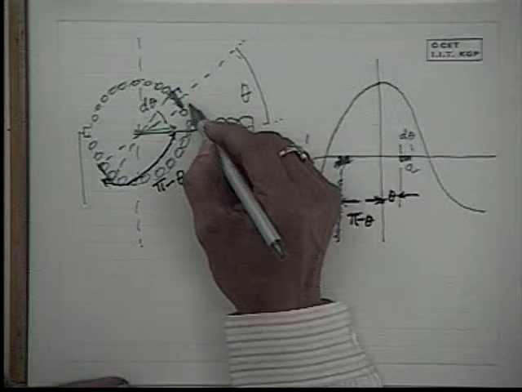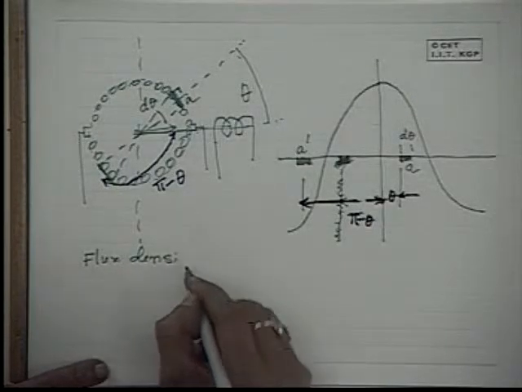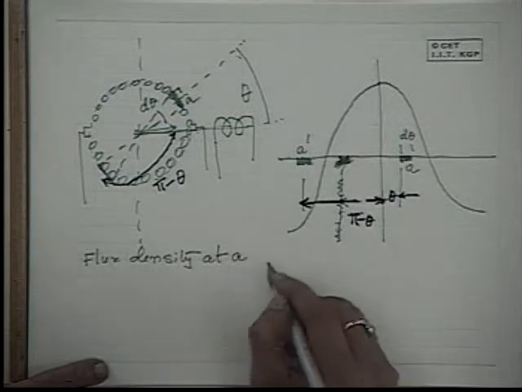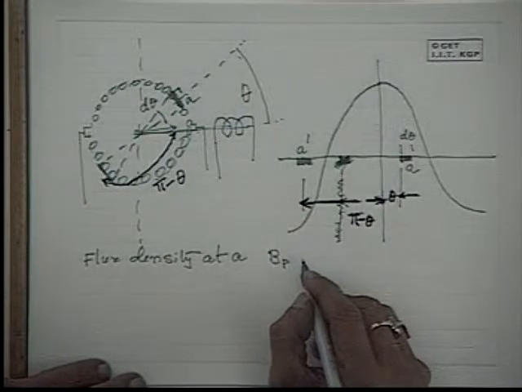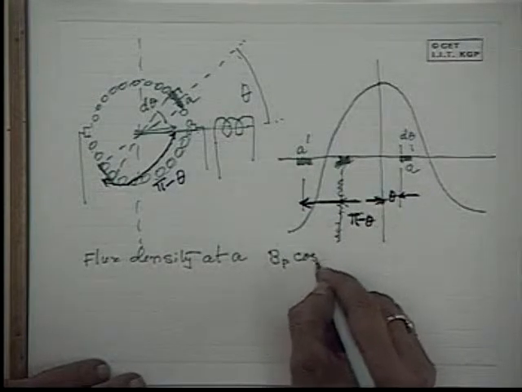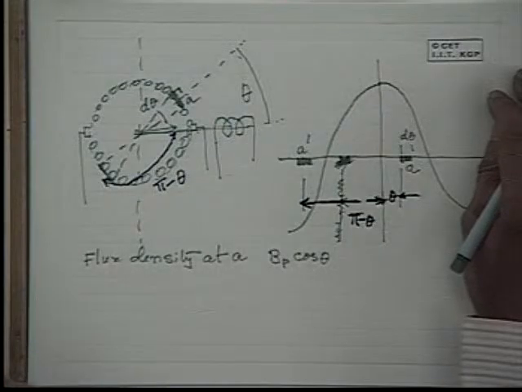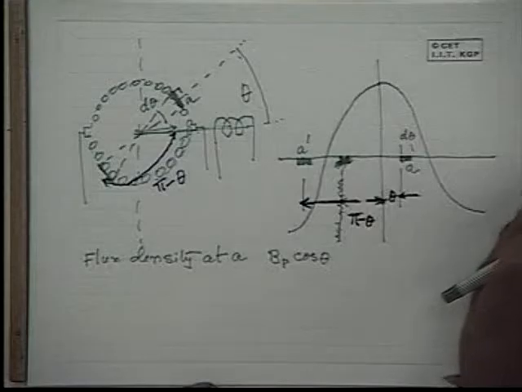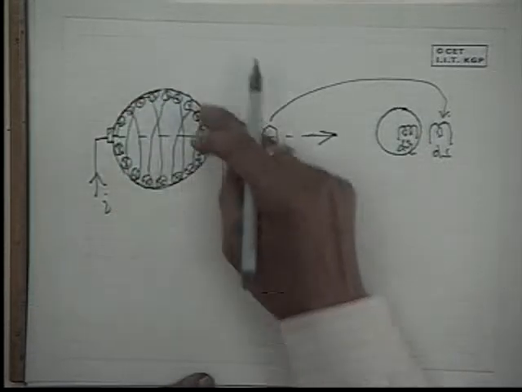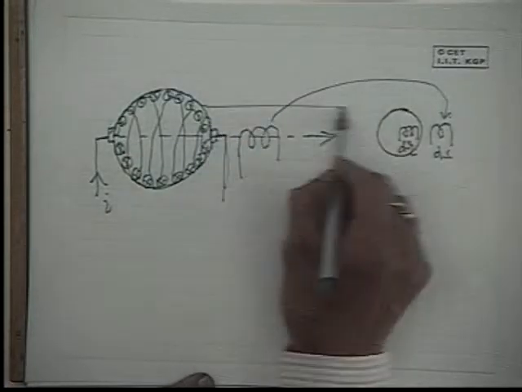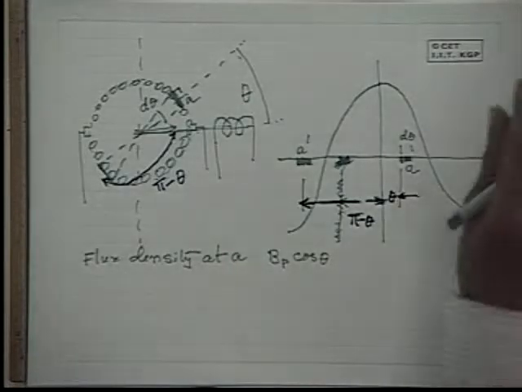Now, what is the flux density at A? Flux density at A is your BP cos theta. We are now interested to know the flux linkage, because flux lines will be set up in this direction. What will be the total linkage with these commutator windings? These are the flux lines set up. What will be the total linkage with this armature winding? That is what we want to find out.